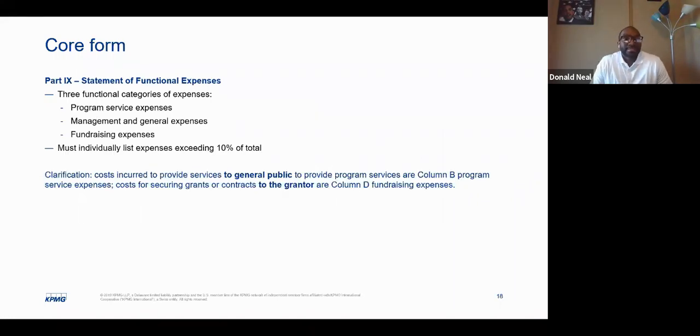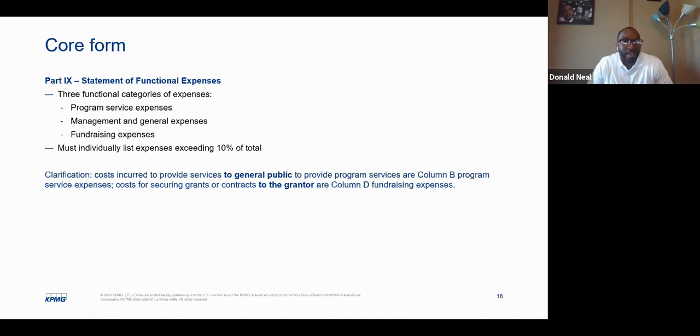Going to Part 9, this is Statement of Functional Expenses. So as I mentioned earlier, column A is your total, column B is your program service expenses, column C is management and general, column D is fundraising. So you must individually list expenses exceeding 10% of the total. So here's something to think about when we say 10% of the total. When you're looking at Part 9, and you get to sections that I believe talk about accounting, lobbying, and investment fees, if that number exceeds 10%, then you have to go to Schedule O and individually list what those expenses are.